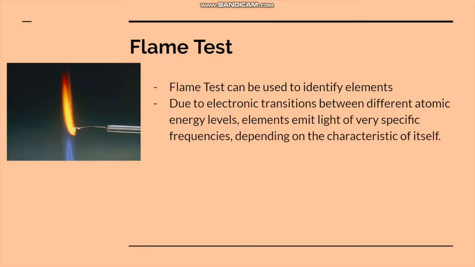Using these properties, we can conduct a flame test in which we can identify the elements. The test involves introducing a sample of element or compound to a hot flame and observing the color of the flame that results. The idea of the test is that sample atoms emit light when being in flame due to electronic transitions between different atomic energy levels. Those transitions emit light at very specific frequencies, depending on the characteristics of the chemical element itself. Therefore, the flame gets the color, which allows us to determine which element that is.